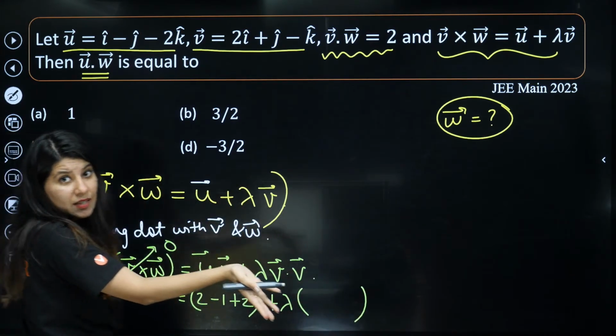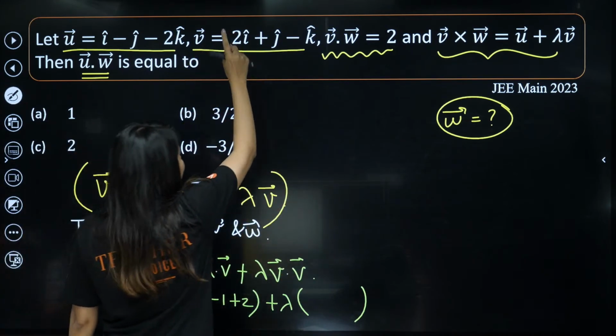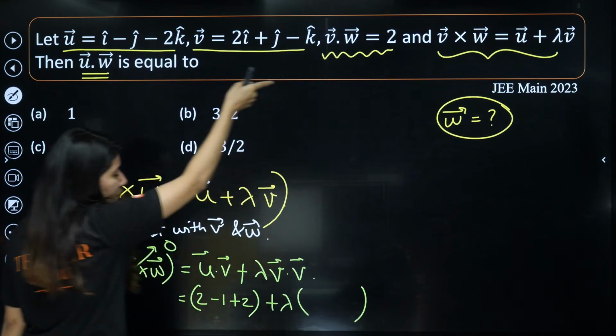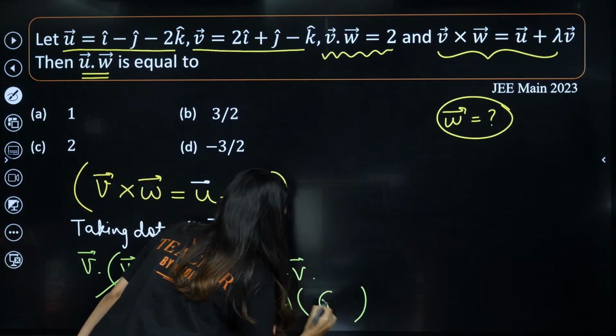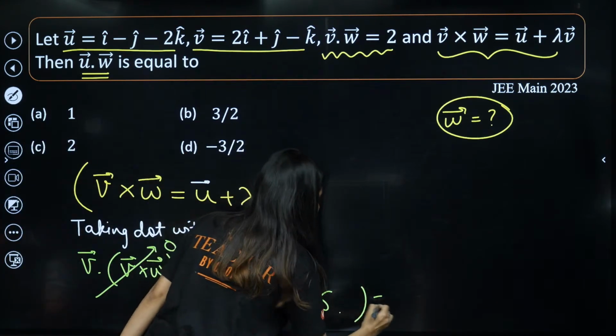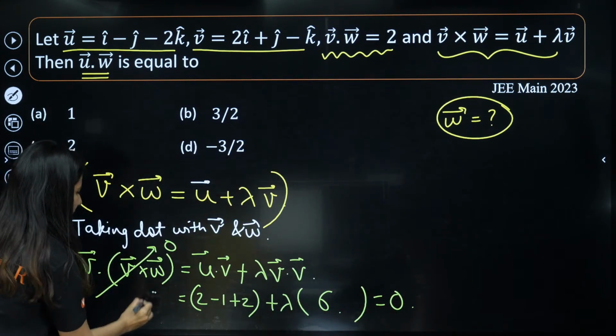So V dot V is nothing but V square. So that would be 4 plus 1 plus 1, right? So 4 plus 1 plus 1, that would be 6. So this will become 3. And this is equal to what? 0, right? Because this is 0.